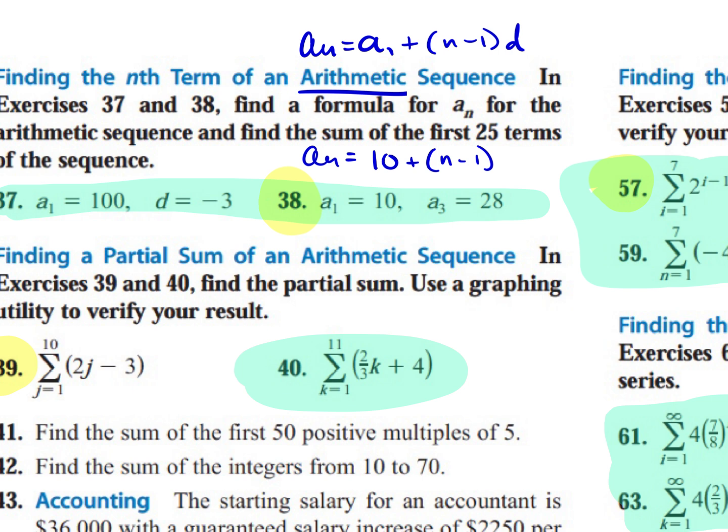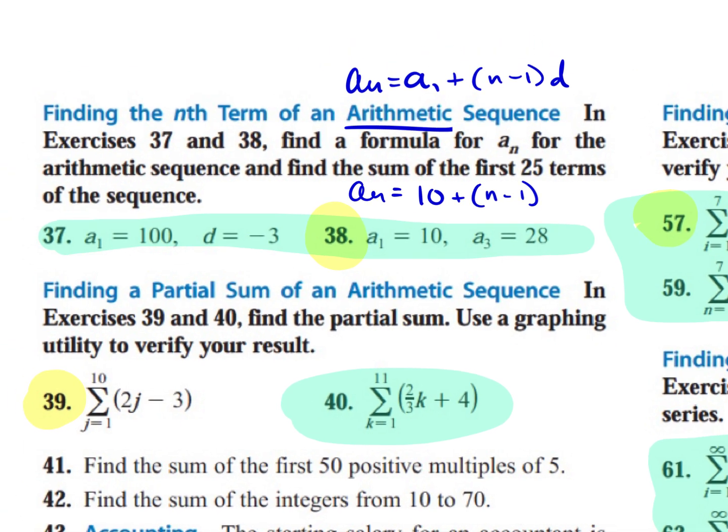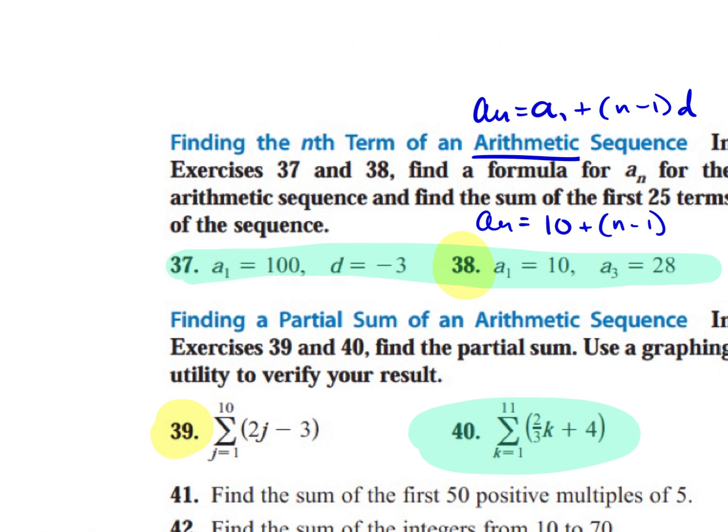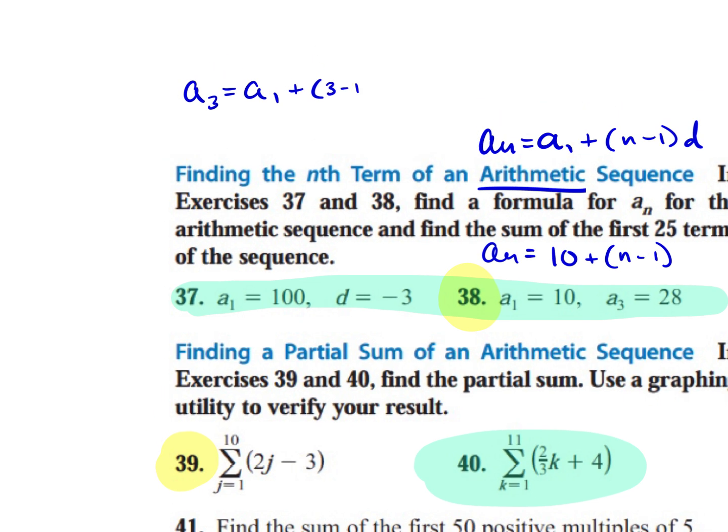D is our common difference. Here it doesn't tell us what d is. I thought that it did. But if it did, like for 37, we would just plug in d. If it doesn't, we can use the formula, but in a different way. We can use a sub 3 equals a sub 1 plus, instead of n minus 1 here, it'd be 3 minus 1 times d. So a sub 3 is 28 equals 10 plus 2 times d. Subtract 10, we get 18 equals 2d. So d would be 9.